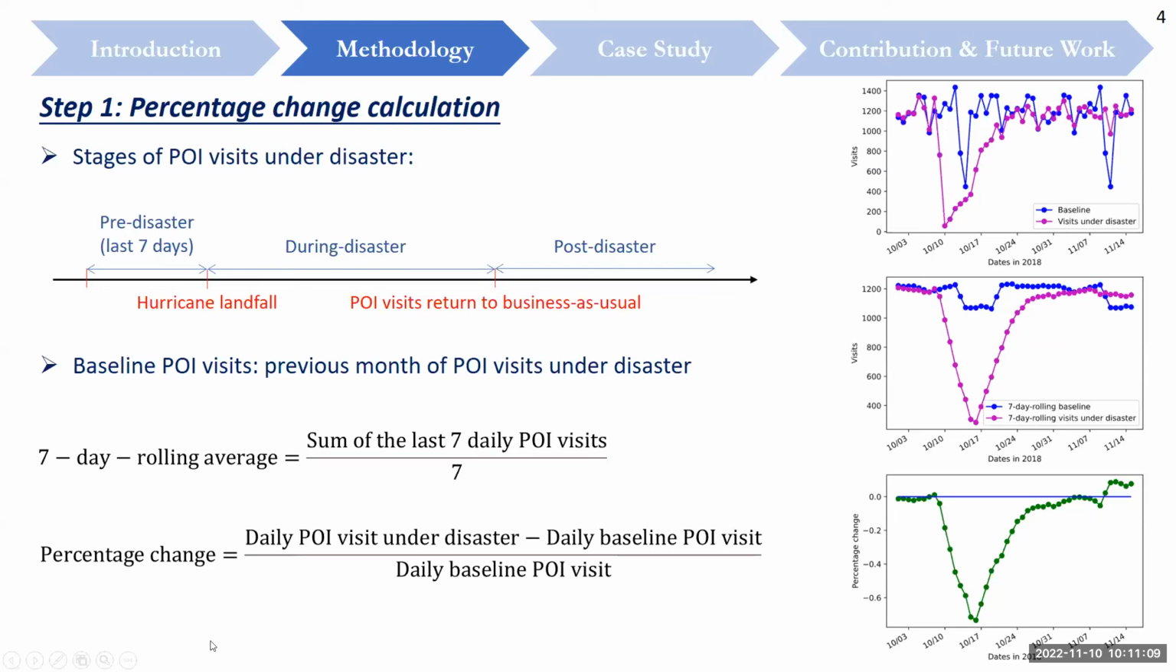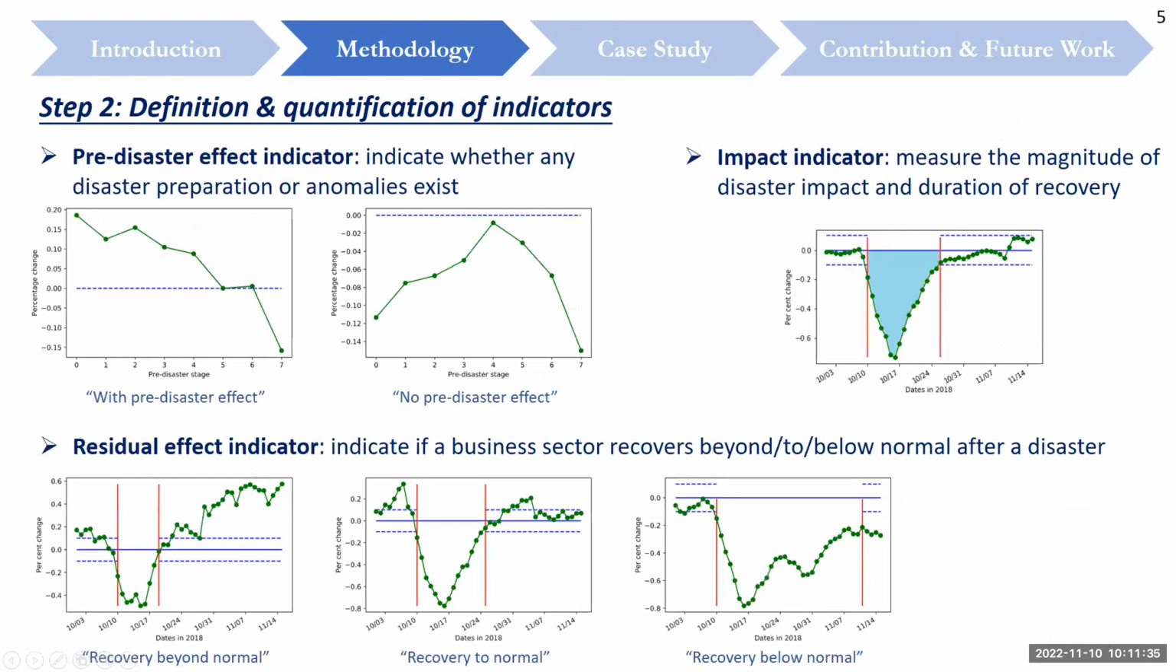And then we use this equation. For every day, we take the daily POI visit under the disaster, which is this purple curve, minus the daily baseline POI visit, which is the blue curve here, divided by the daily baseline POI visit. And then we can calculate the percentage change curve of the POI visit. We mainly use this curve and separate it into three phases to define the pattern.